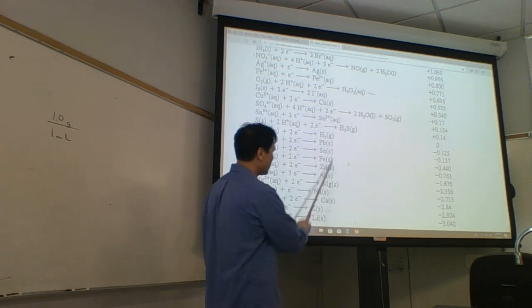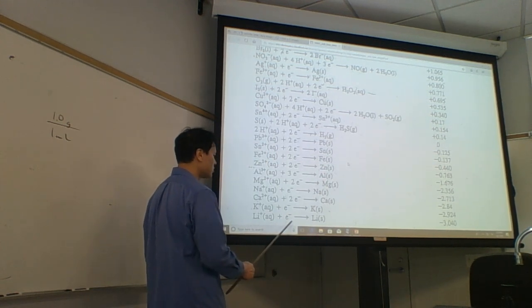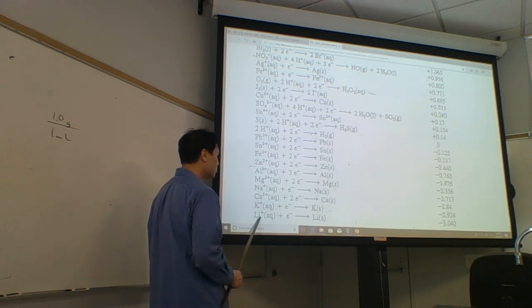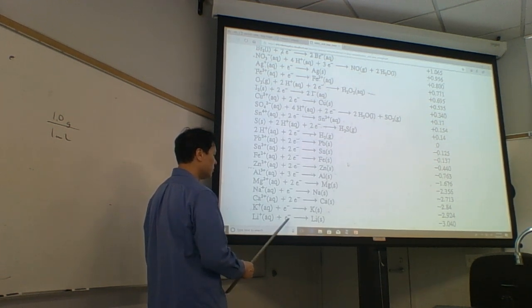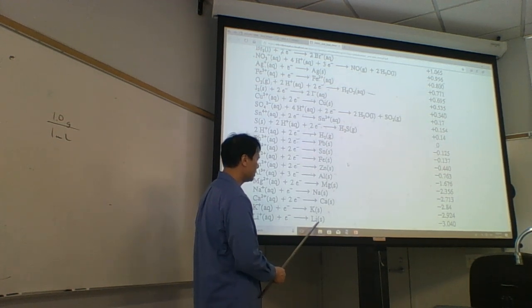On the right-hand side, we have the reducers. The reducers give up electrons. Does lithium ion have a very strong pull for electrons? No. It's a weak oxidizer. Lithium doesn't have a strong pull. That means if lithium gets that electron, it doesn't hang on to it tightly.